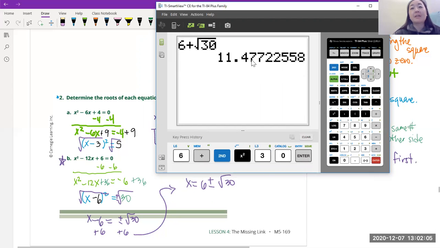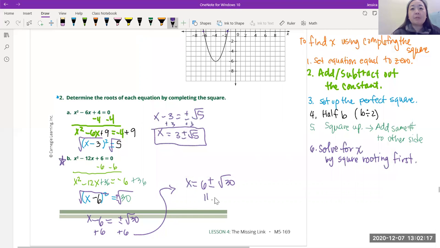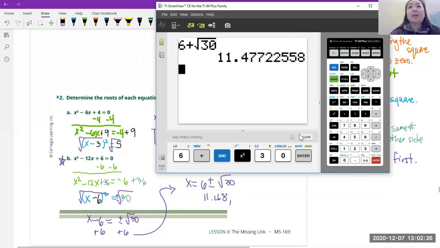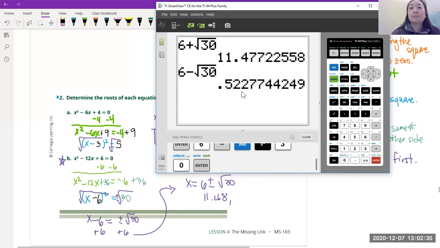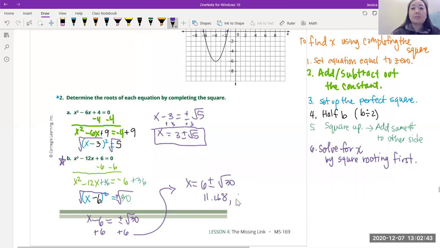And you get 11.48, we'll say, because if you look at the 7, next to it is another 7, which means that's 5 or bigger, so it's closer to 8 than it is to 7. All right, so it's going to be 11.48. Try that on your calculator because you need to practice that. Don't be like, oh, well, you already did it for me, so it's fine. It's not fine. And the next one is going to be 6 minus the square root of 30. That's 0.52, because the 2 is less than 5, so it stays as 2. It's closer to 2 than it is to 3.